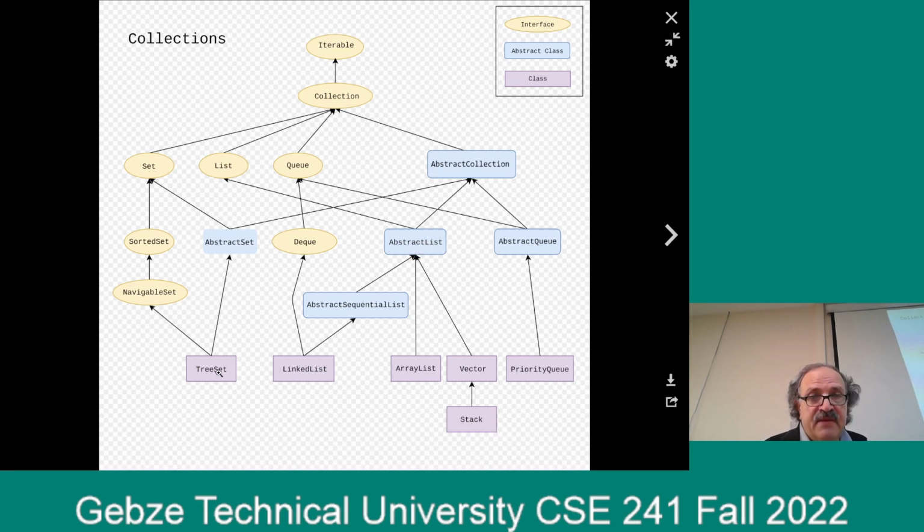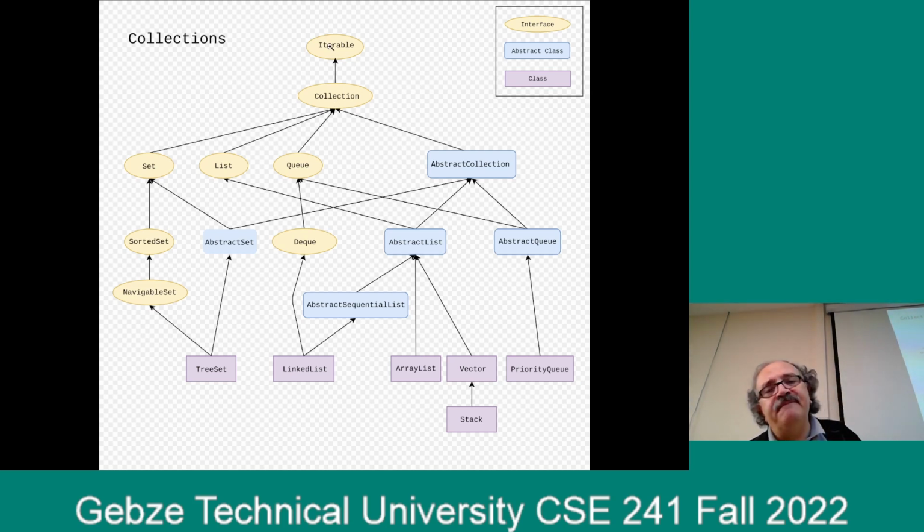This is a tree set. This is a set, like küme in Turkish, but it is implemented using trees. This is a linked list. This is a vector. This is a stack, array list. As you see, they come from the same root, and tree set is actually a set here. Sorted set is actually a set. List is a collection, and iterable is at the top.